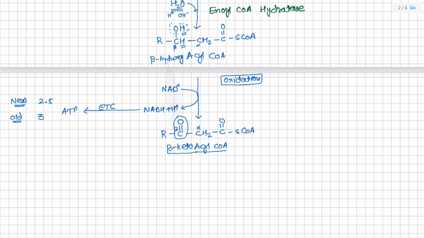This reaction from beta hydroxyacyl coenzyme A to beta ketoacyl coenzyme A is catalyzed by an enzyme, and here also the naming of the enzyme is the same: first we write down the name of the substrate followed by its action. The action is dehydrogenase. So the name of the enzyme becomes first beta hydroxyacyl coenzyme A, followed by its action, that is dehydrogenase.